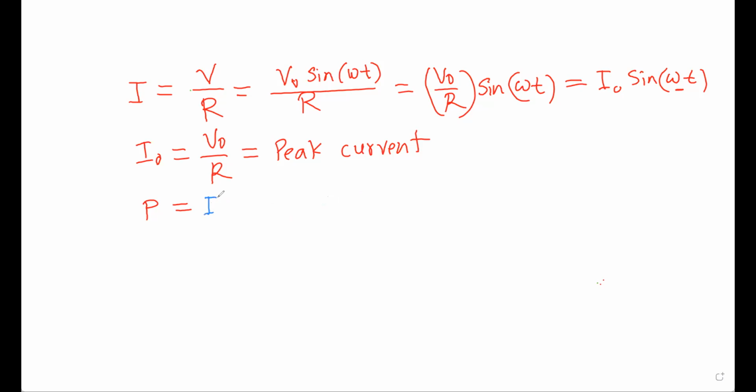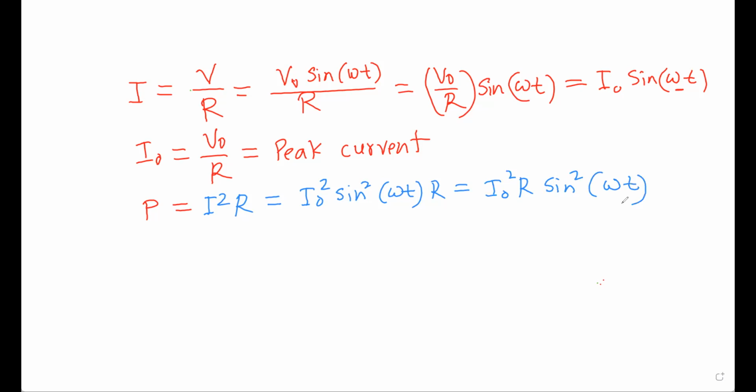So I square R means I0 square sine square omega t R, or I0 square R sine square omega t. Okay, so P is something like this. But when we deal with alternating current, we are not interested in this power. We are interested in the average power.